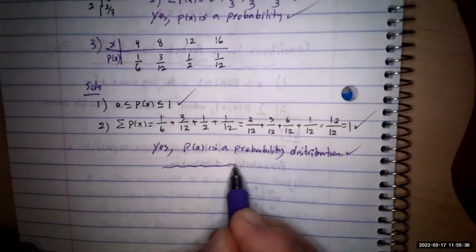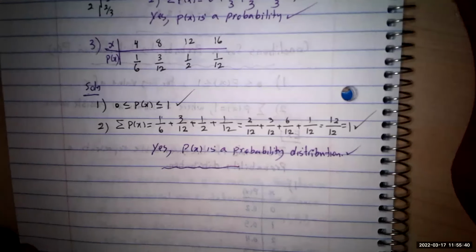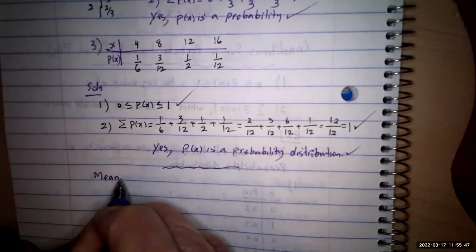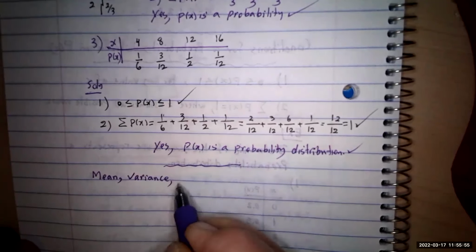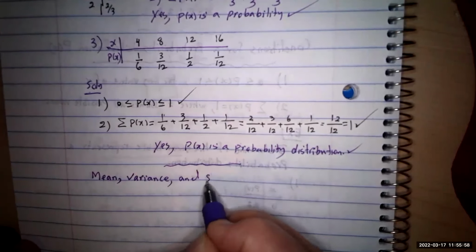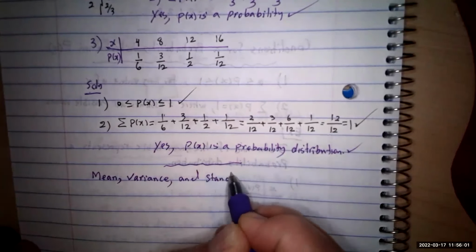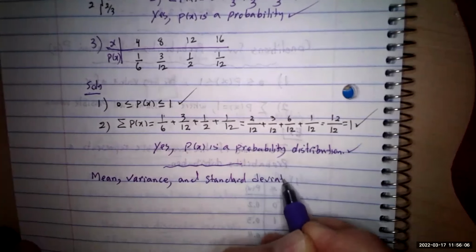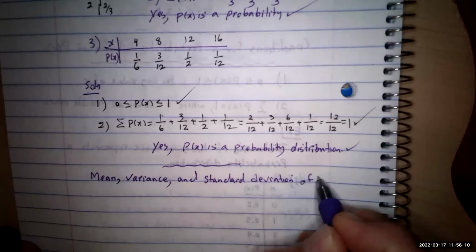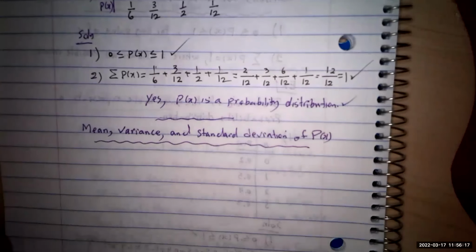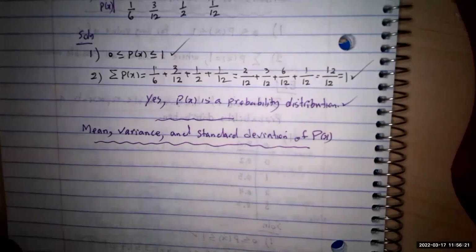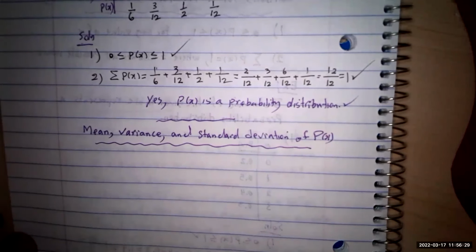So this is going to be the next topic, and the next topic is how we're going to find the mean, variance, and the standard deviation of P of X, of this probability distribution. Okay. So I'm going to work on the mean, show you how we connect, and then we go with the other two right away.